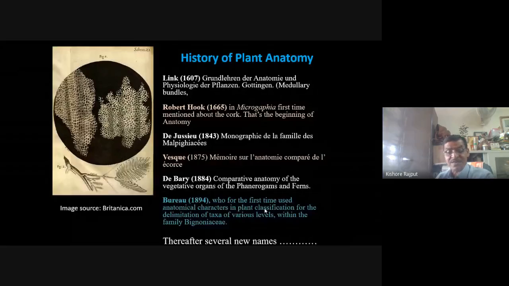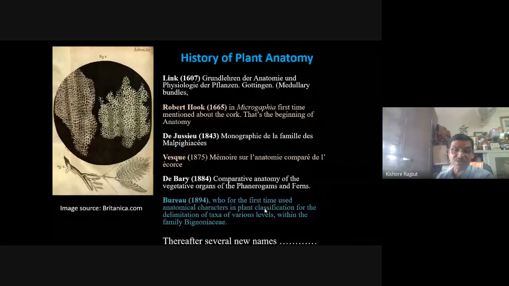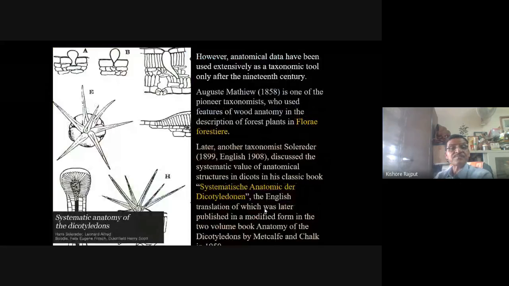And then thereafter, several names came into existence, like Schenk, Pfeffer, Metcalfe and Chalk, Chatin. There are several people. I will not go into much detail, otherwise it will consume a lot of time. Now there is another contribution by Solereder, which is again one of the major contributions in the field of systematic anatomy of dicotyledons.